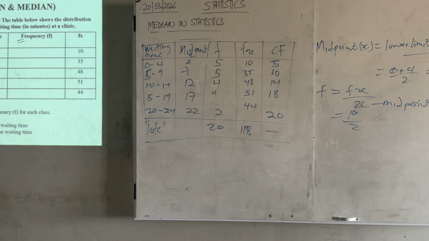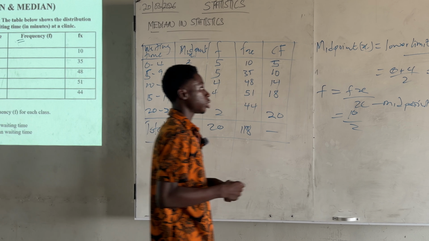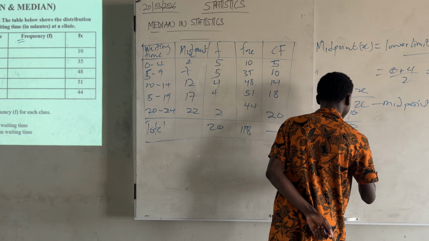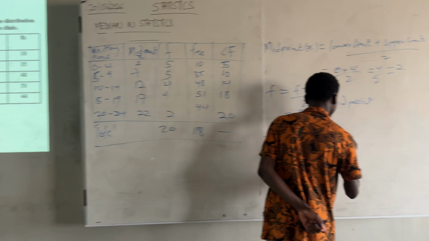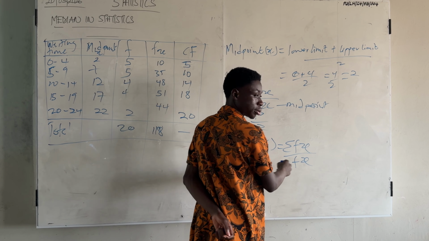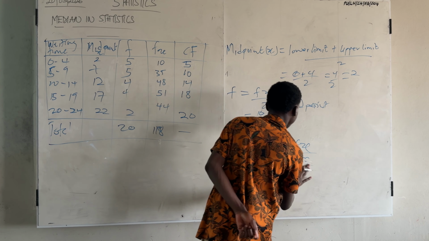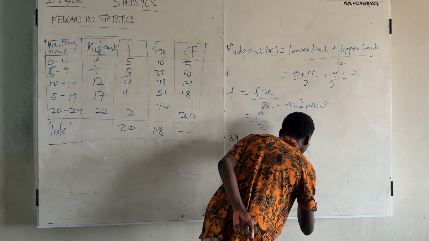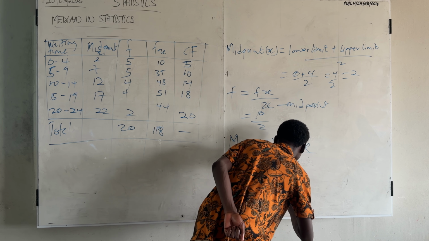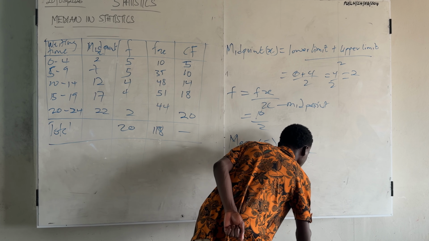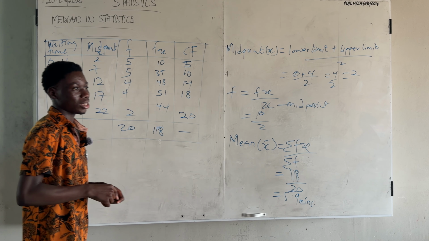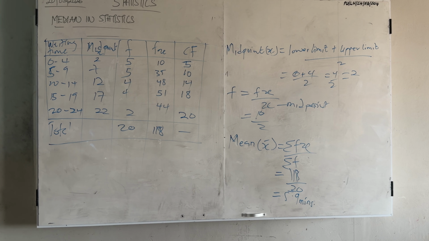We have come to find the mean waiting time. Mean is equal to the summation of fx divided by the sum of f, which is 118 divided by 20, which is equal to 5.9. Excellent. So we are done. So I invite my brother Sami to come and continue with it.